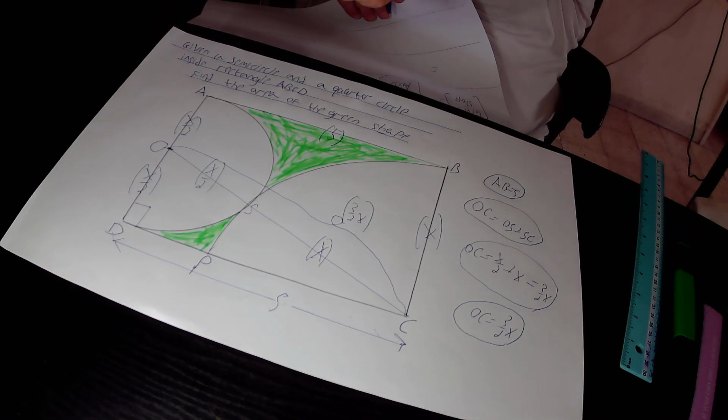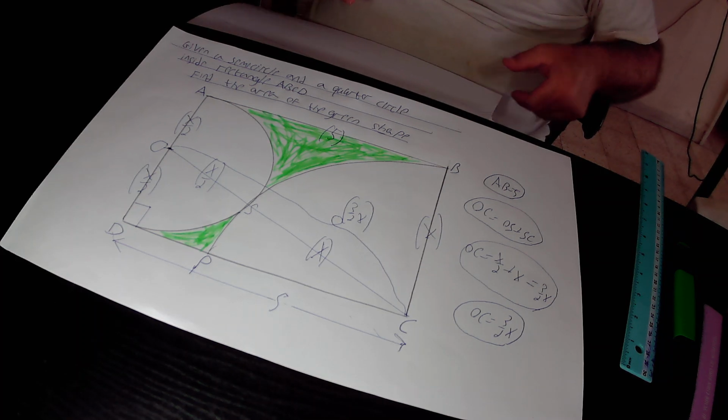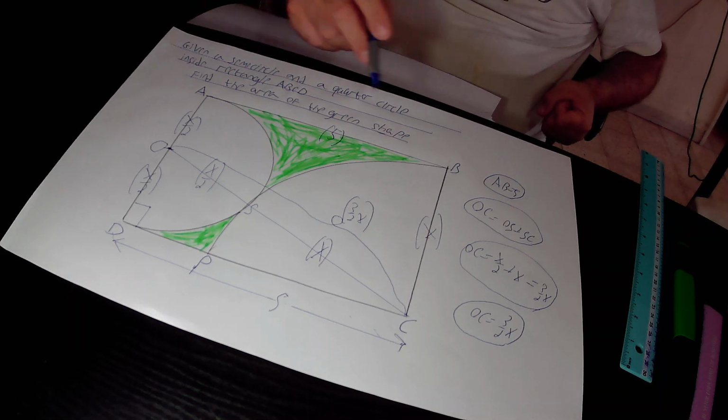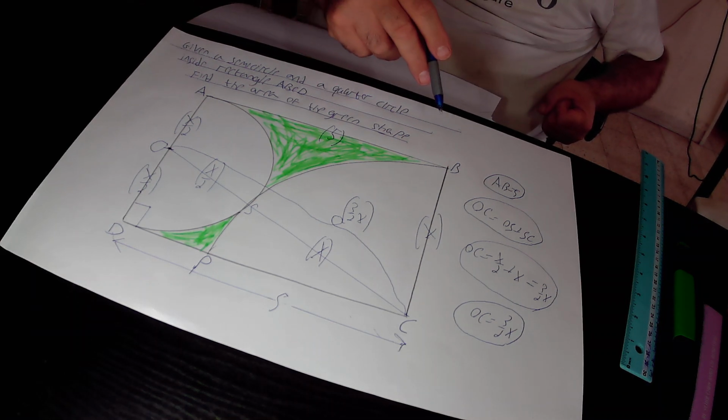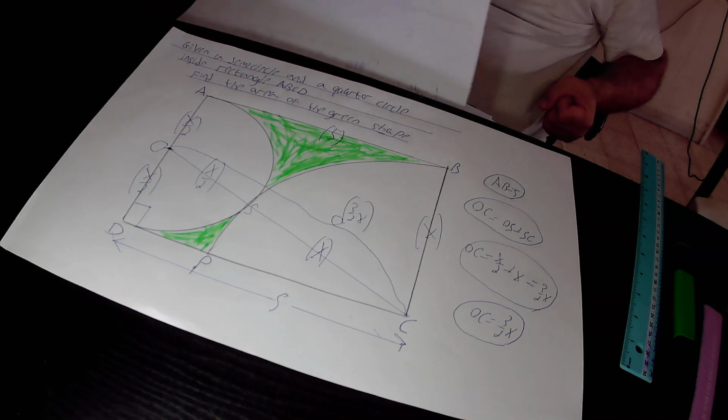So what is the area of rectangle ABCD? We know that the area of any rectangle equals the length of the rectangle times the width. The length is AB, that is 5. The width is BC, that is x. So the area of rectangle ABCD is 5x.